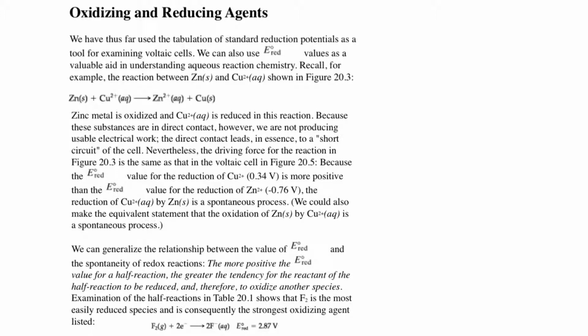The reduction of copper ions by zinc is a spontaneous process. We could also make the equivalent statement that the oxidation of zinc metal by copper 2 ions is a spontaneous process. We can generalize the relationship between the value of the standard reduction potential and spontaneity of redox reactions. The more positive the standard reduction potential value for a half reaction, the greater the tendency for the reactant of that half reaction to be reduced and therefore to oxidize another species. Examination of the half reactions in Table 20.1 shows that fluorine is the most easily reduced species and is consequently the strongest oxidizing agent listed.